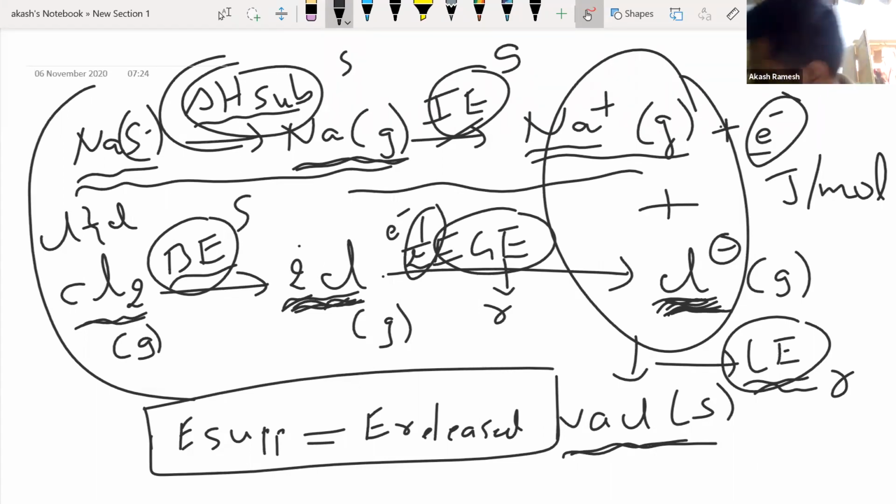You are doing this for the first time, so you might find it a little difficult. But if you apply your logic, you can easily understand why certain things are supplied, why certain things are released. Coming back again, I'll give you the overall view. Enthalpy of sublimation, you are converting sodium solid to sodium gas. Obviously, you have to heat it. So definitely it is going to be supplied.